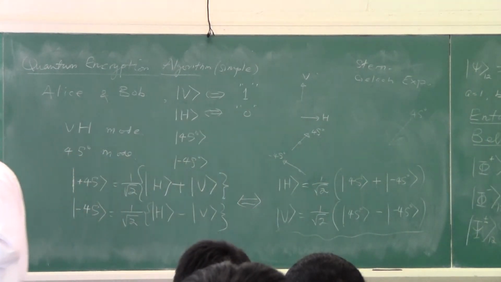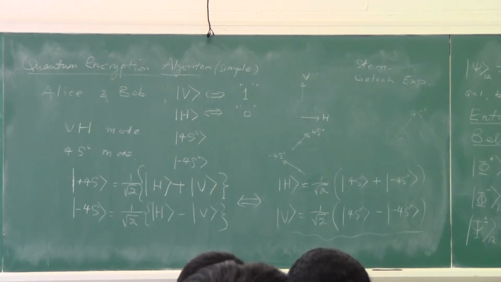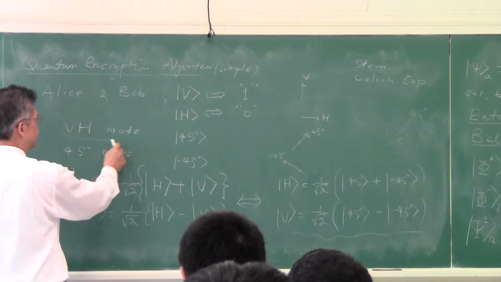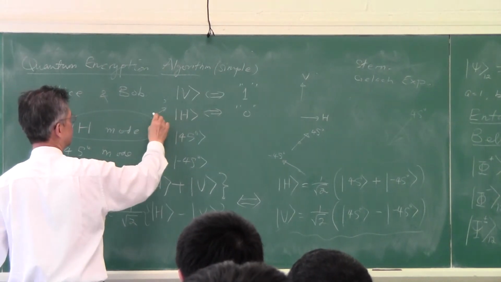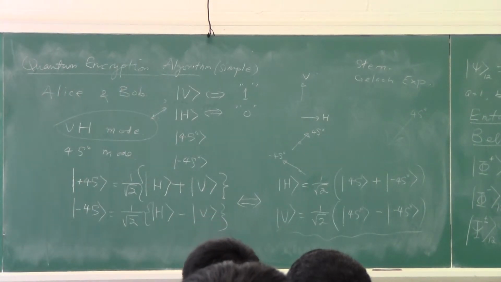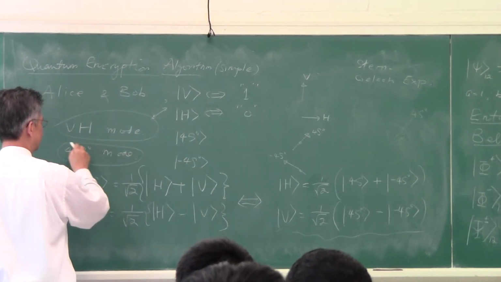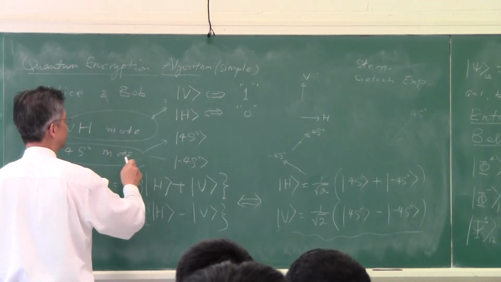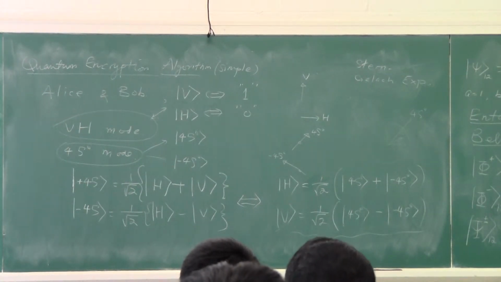So, if Alice decides to send her photons randomly, sometimes she will send them vertically polarized or horizontally polarized, using the VH mode for transmission. And sometimes she switches to this other mode. Alice just wants to switch between these two modes of transmission. And Bob doesn't know how Alice is sending out her photons.